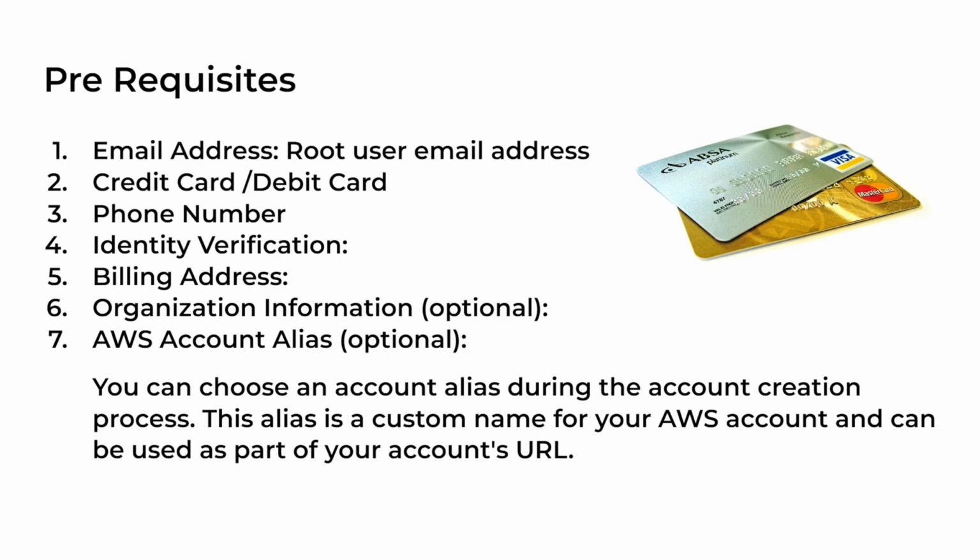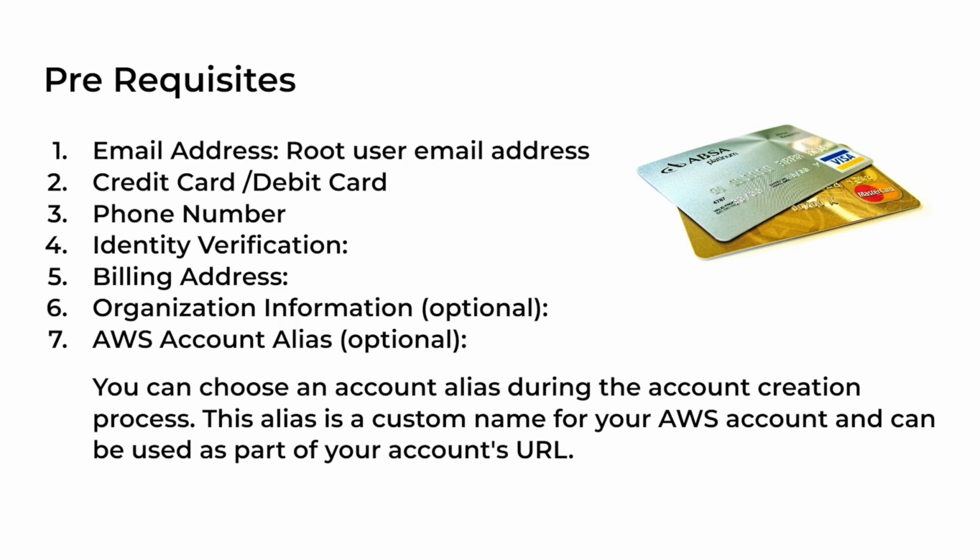The second one is a credit card or debit card, where AWS usually does a penny dropping thing. Then we should have our working phone number. In case they ask for identity verification, you'll have to provide an Aadhaar card or PAN card. Then we should have the proper billing address. And if you are creating this account for an organization, then you must have the organization information.